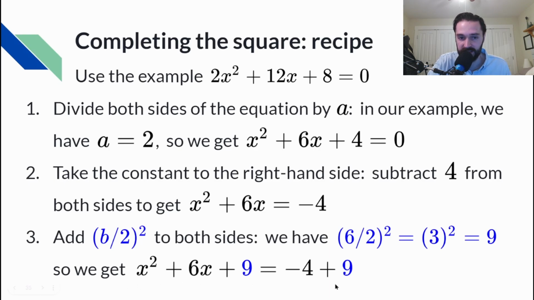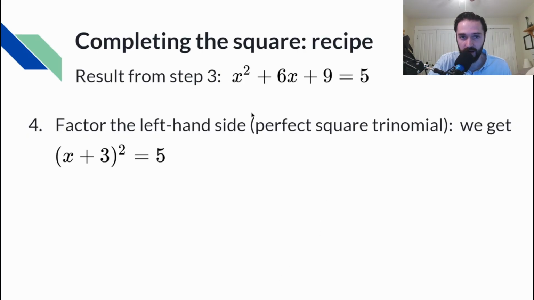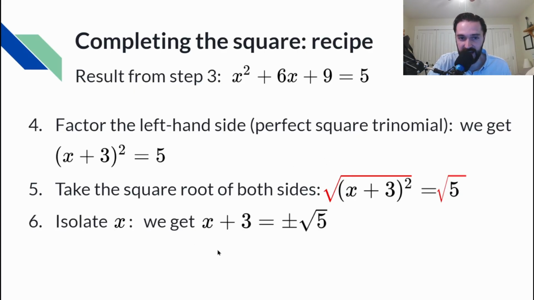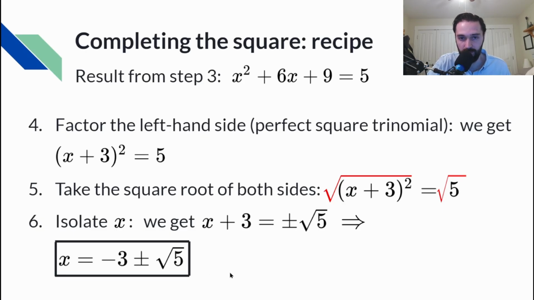So let's take this result to the top of the screen. Here's the result from step 3: x squared plus 6x plus 9 equals 5. Now we can factor the left-hand side as a perfect square trinomial, and we get (x plus 3) squared equals 5. Then we can take the square root of both sides, and then we can isolate x. Here we get x plus 3 equals plus or minus root 5. We subtract 3 from both sides, and we get x equals negative 3 plus or minus root 5. And that's our solution.